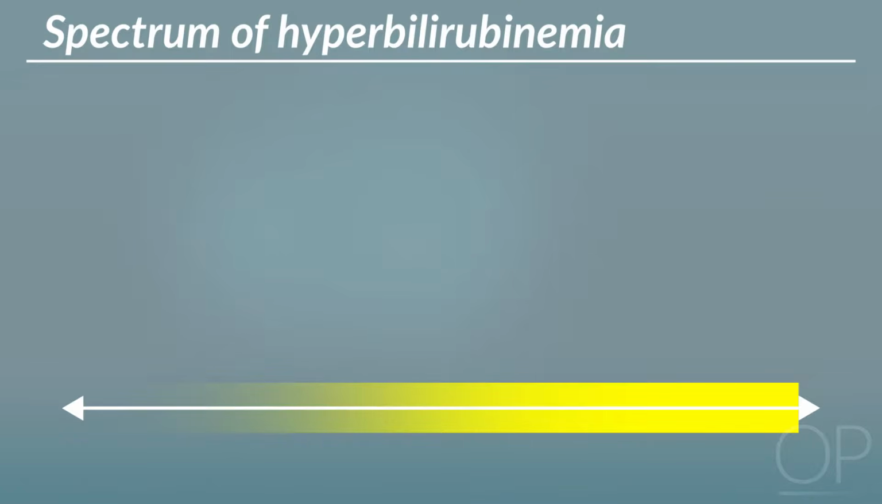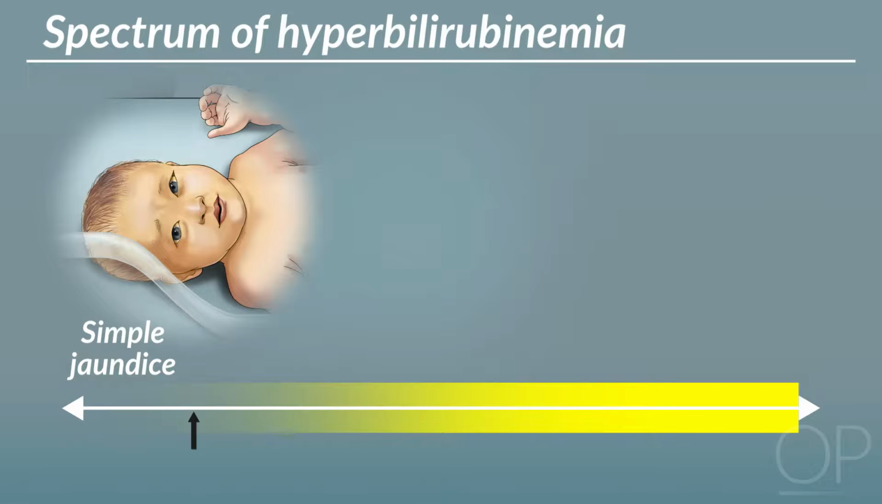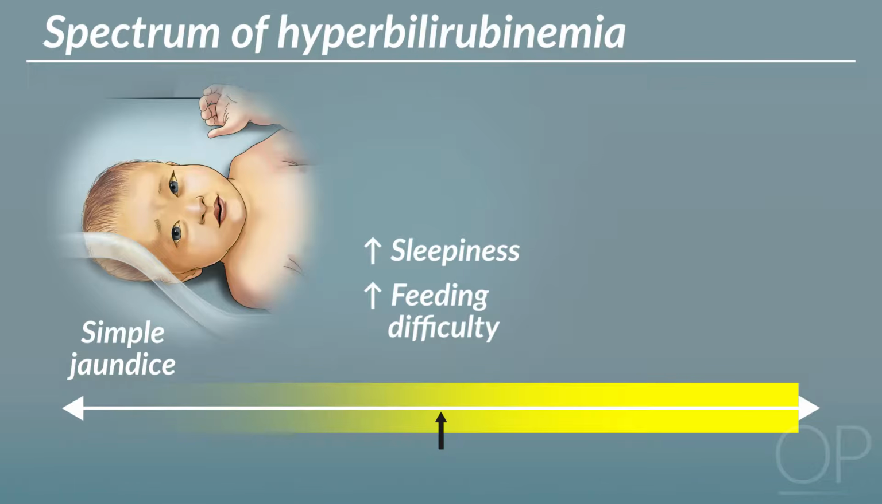Clinically, the progression to hyperbilirubinemia can be thought of as a spectrum. To the left of the spectrum is simple jaundice, isolated yellowing of the skin and sclera without other symptoms. As bilirubin continues to increase, we may see increased sleepiness and feeding difficulty. Rarely, hyperbilirubinemia becomes severe, typically a total bilirubin of greater than 25 milligrams per deciliter.